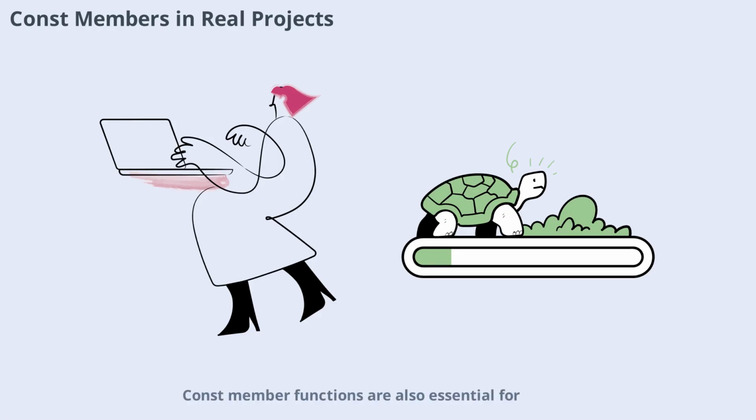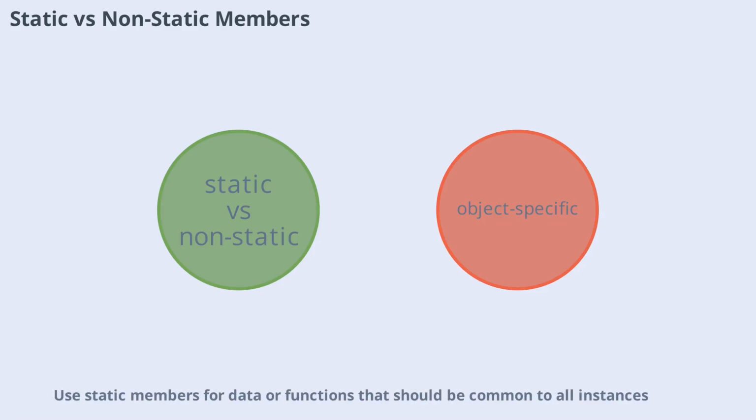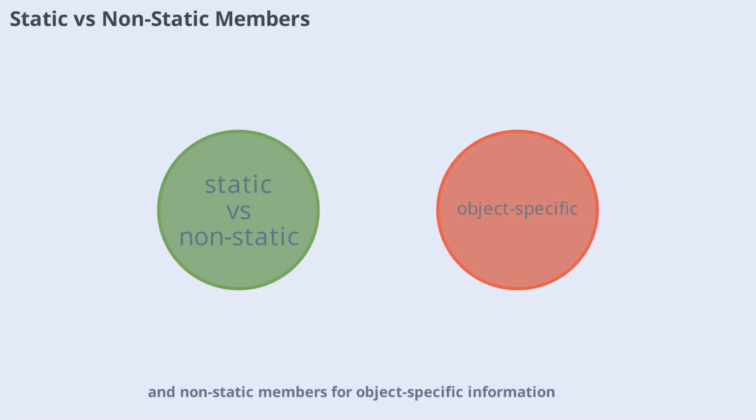Const member functions are also essential for creating safe APIs that guarantee no side effects. It's important to understand the difference between static and non-static members. Static members are shared by all objects, while non-static members are unique to each object. Use static members for data or functions that should be common to all instances and non-static members for object-specific information.